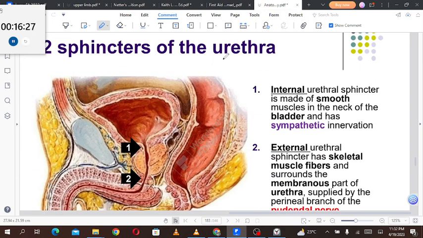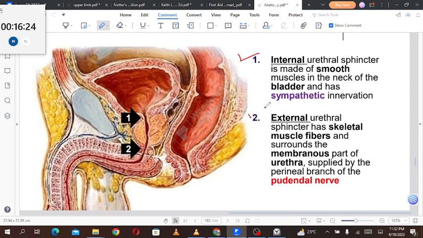Then we have two sphincters of the urethra, the internal and the external. The internal urethral sphincter is present right over here, in the pre-prostatic part. It is made of smooth muscle in the neck of the bladder and has sympathetic innervation, and it is involuntarily controlled.